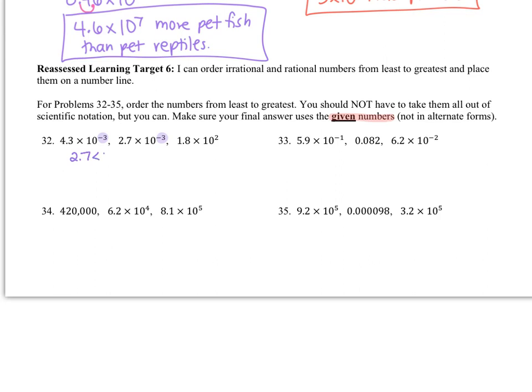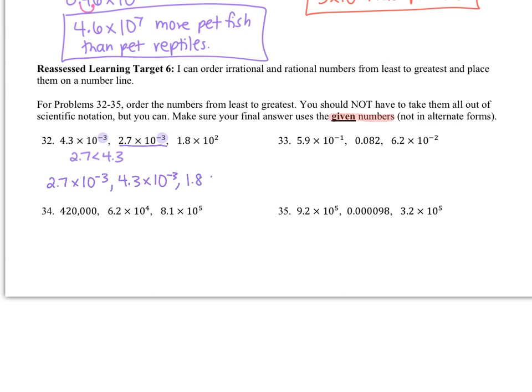2.7 is smaller than 4.3. So since they have the same power of 10, that means that the smaller of the two is the 2.7 times 10 to the -3. So that's our smallest number, 2.7 times 10 to the -3. Then 4.3 times 10 to the -3.